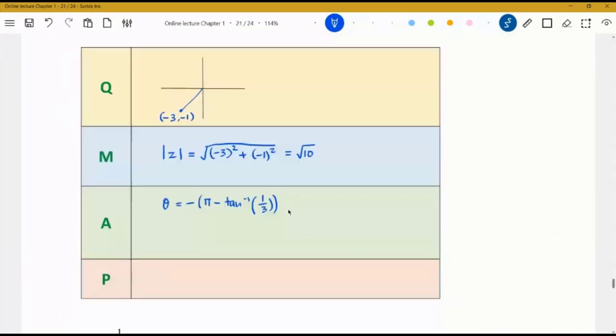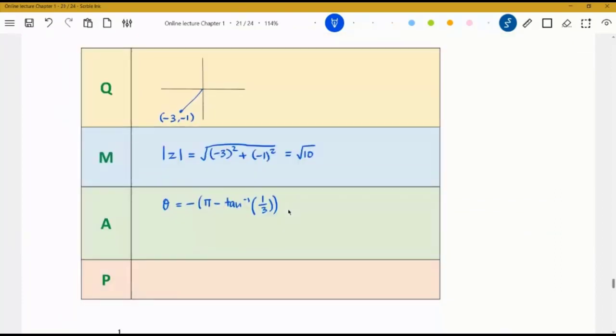Negative pi minus inverse tangent 1 over 3. So the value you will get is negative pi minus 0.3218. So the final answer for the argument is negative 2.8198.